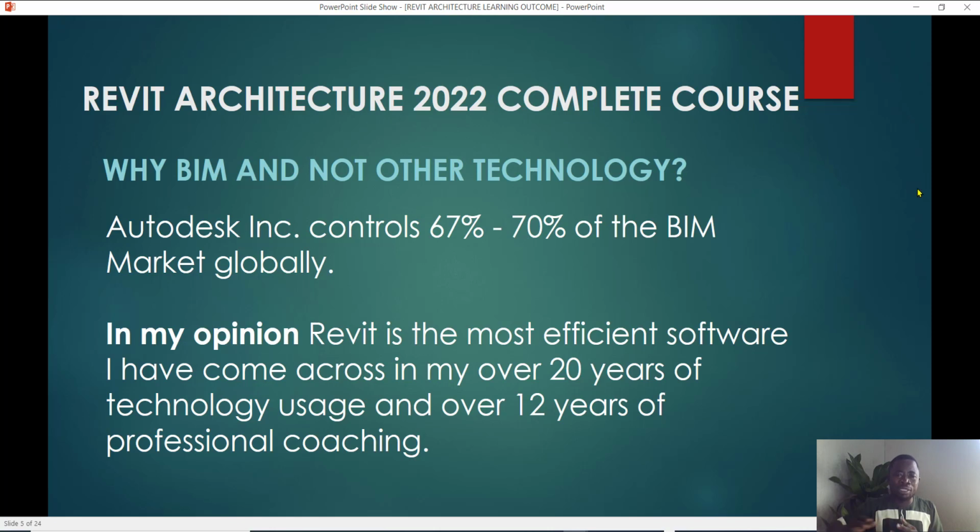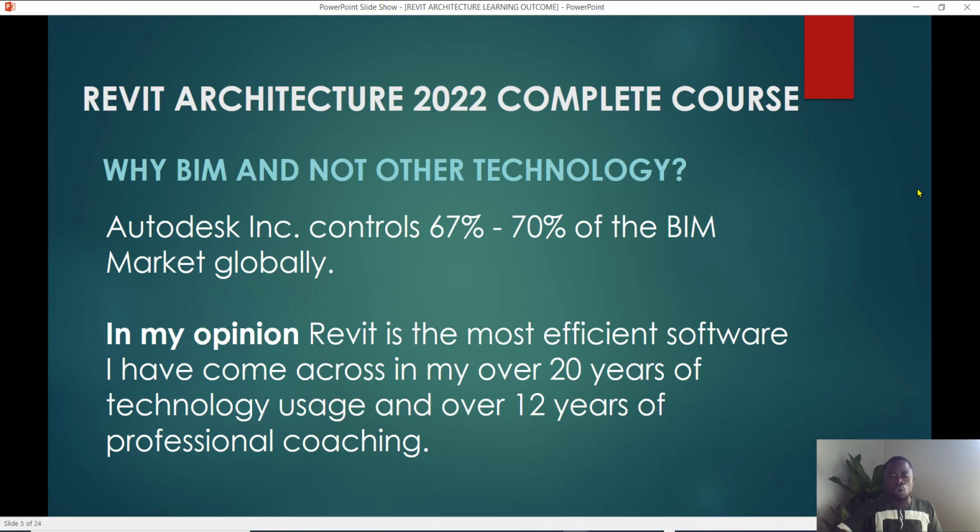Now, the course that we are going to look at is Revit Architecture. And why BIM and not other technologies? Why are we talking about BIM? Why am I introducing you to this program? Why BIM and not other technology?